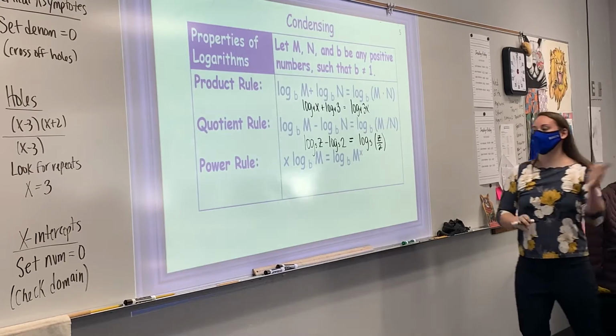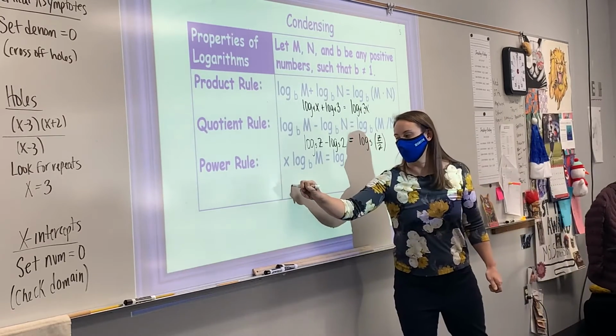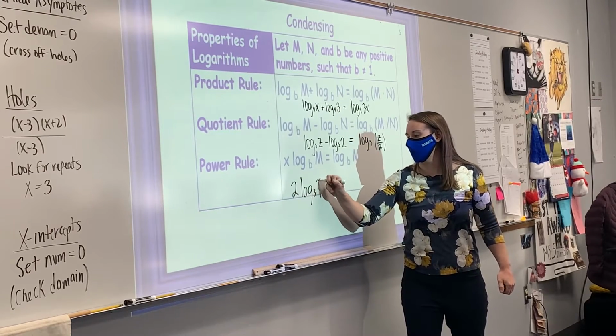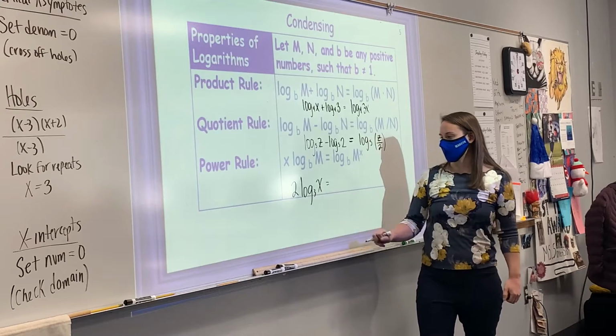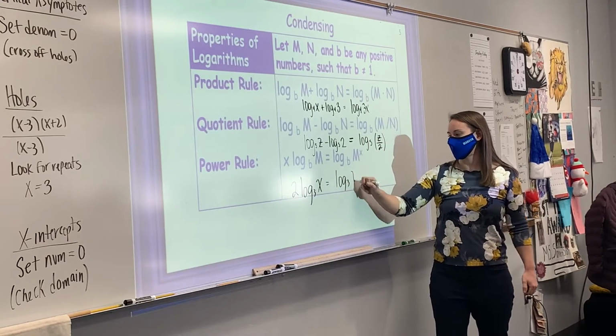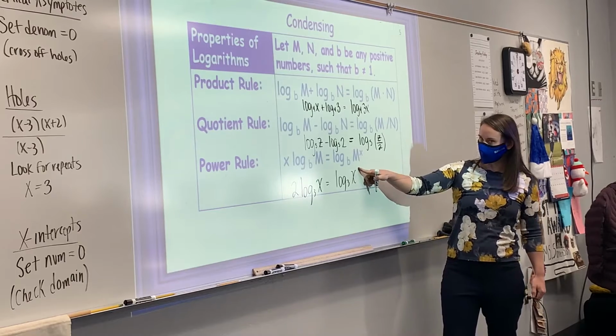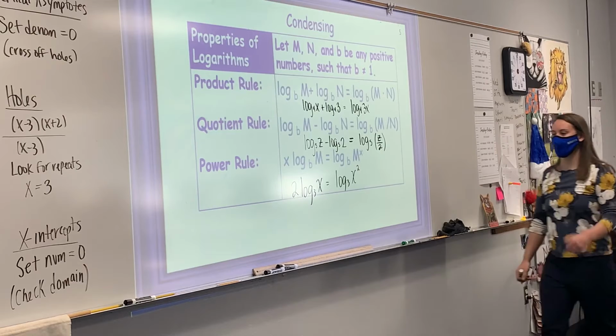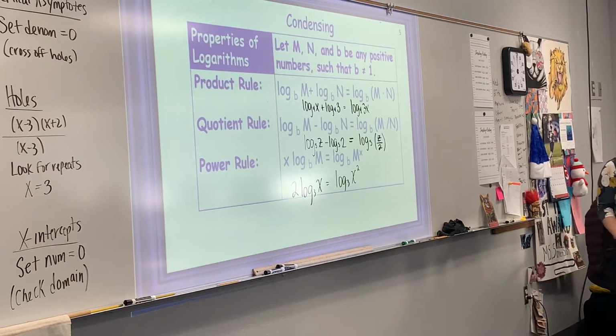All right, this next one here, if I had something like 2 log base 3 of x, that's going to be the same thing as log base 3 of x, and then what do I have as my exponent? 2. There you go. It's the other direction. Instead of bringing that exponent down, we're bringing it back up.